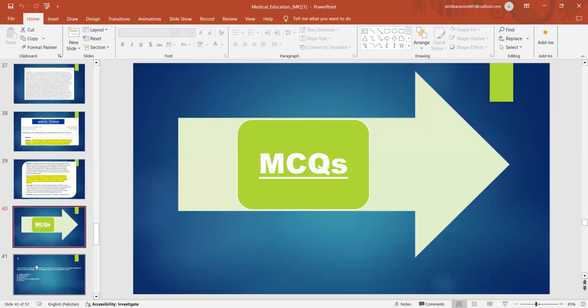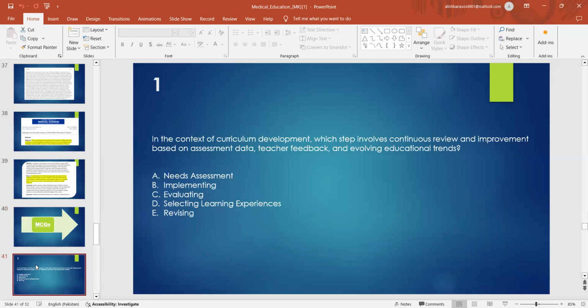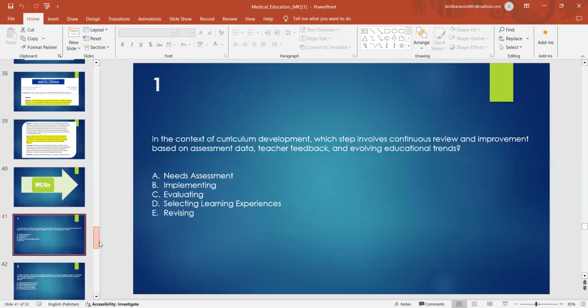Now it's time for our MCQ session. In the context of curriculum development, which steps involve continuous review and improvement based on assessment data, teacher feedback, and evolving educational trends? A, needs assessment, B, implementing, C, evaluating, D, selecting learning experiences, or E, revising? Anyone like to answer? D, revising.